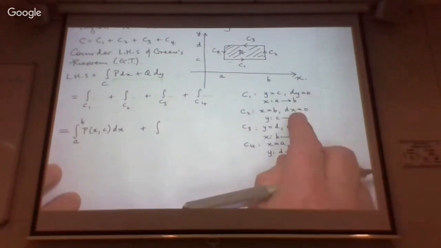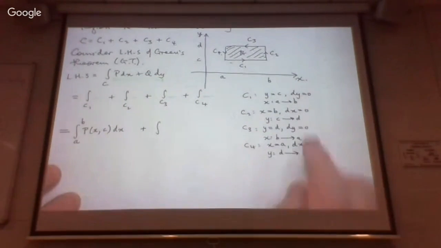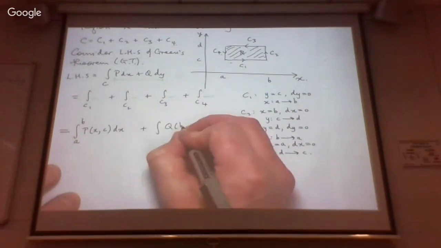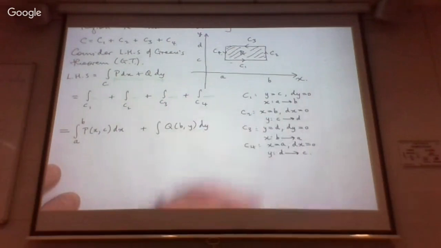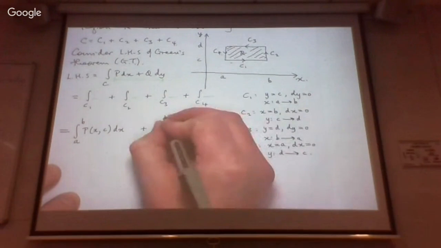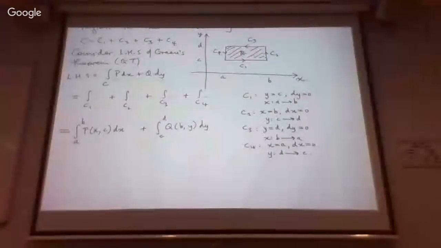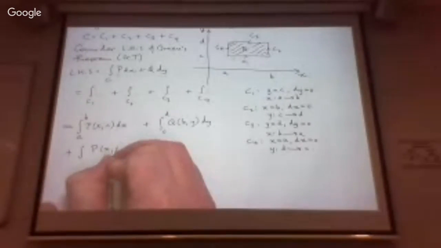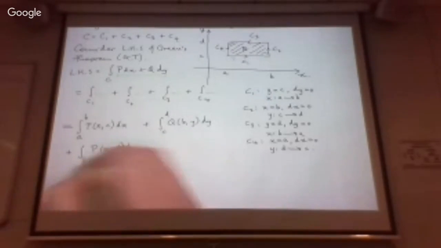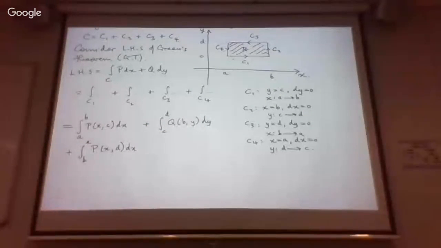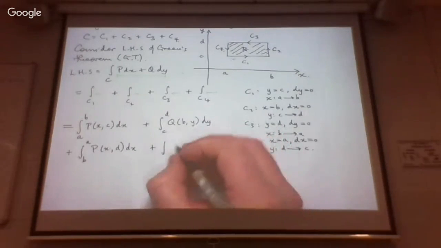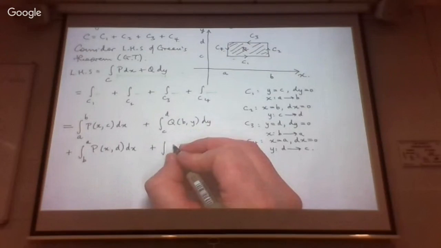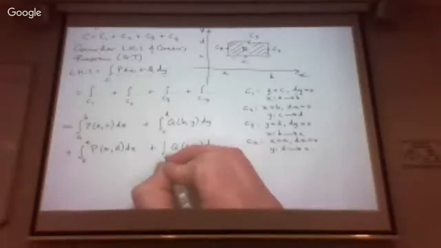Along C2, it goes the other way. This time dx is 0, so there's no p dx. We just get a q term. x is fixed at b, so it's q of b, y dy, and y is integrating from c to d. That's the integral along C2. We have two more. The integral along C3 is the integral of p of x, d dx, and x is beginning at b, going to a. And finally, down C4, we're integrating q of a, y dy, and y goes from d to c.